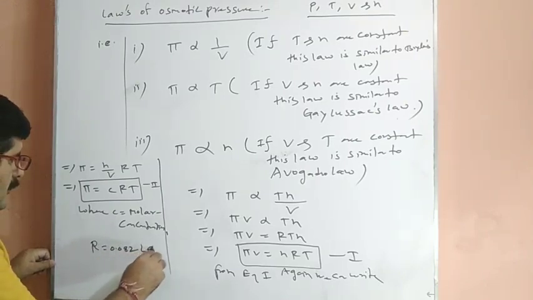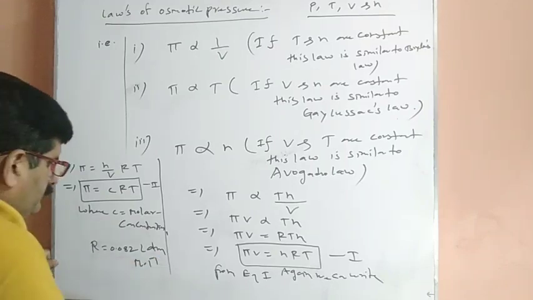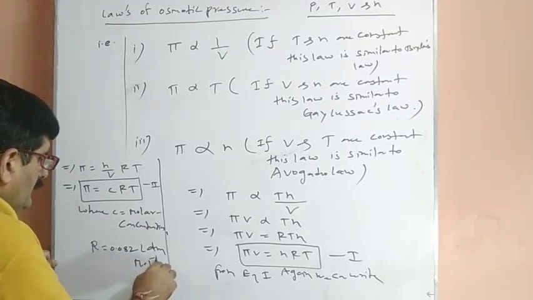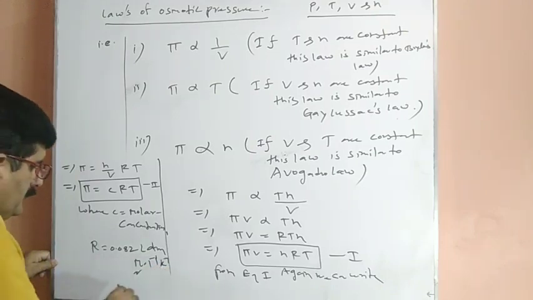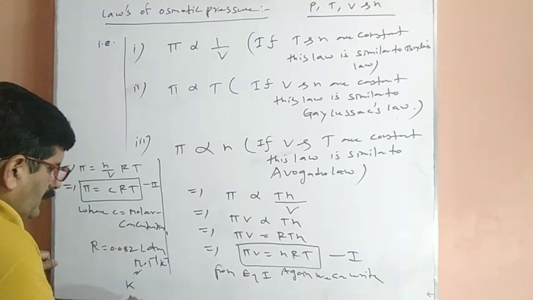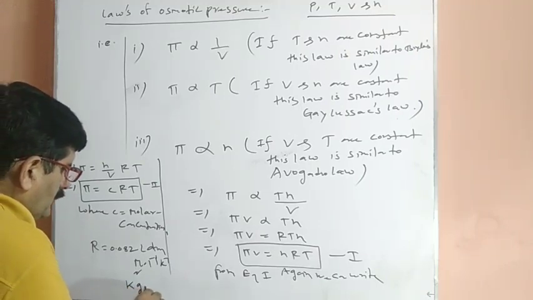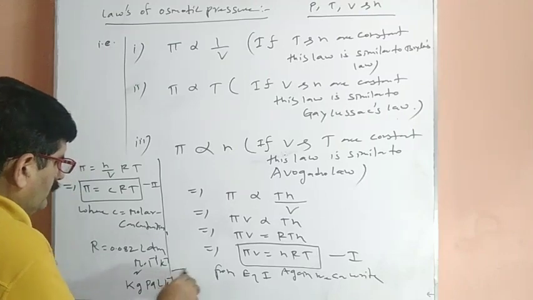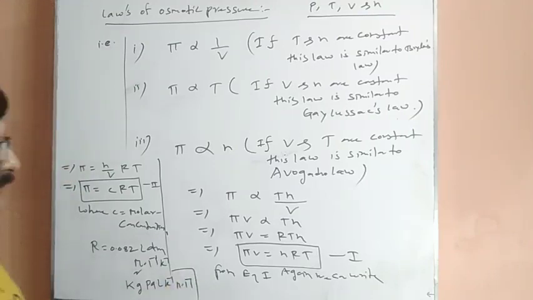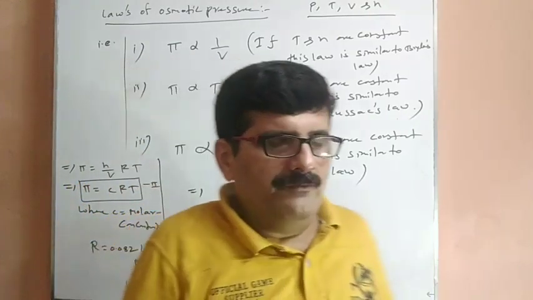Generally, the value of R is taken as 0.082 liter atm per mole per Kelvin, or you can take kilopascal liter per Kelvin per mole. So always remember the value of R.